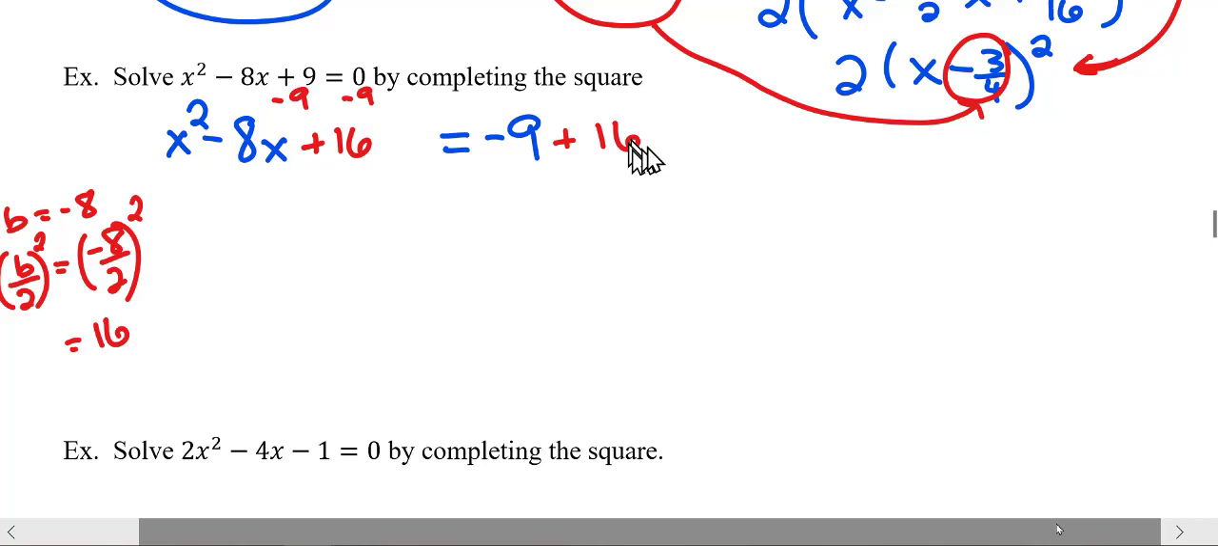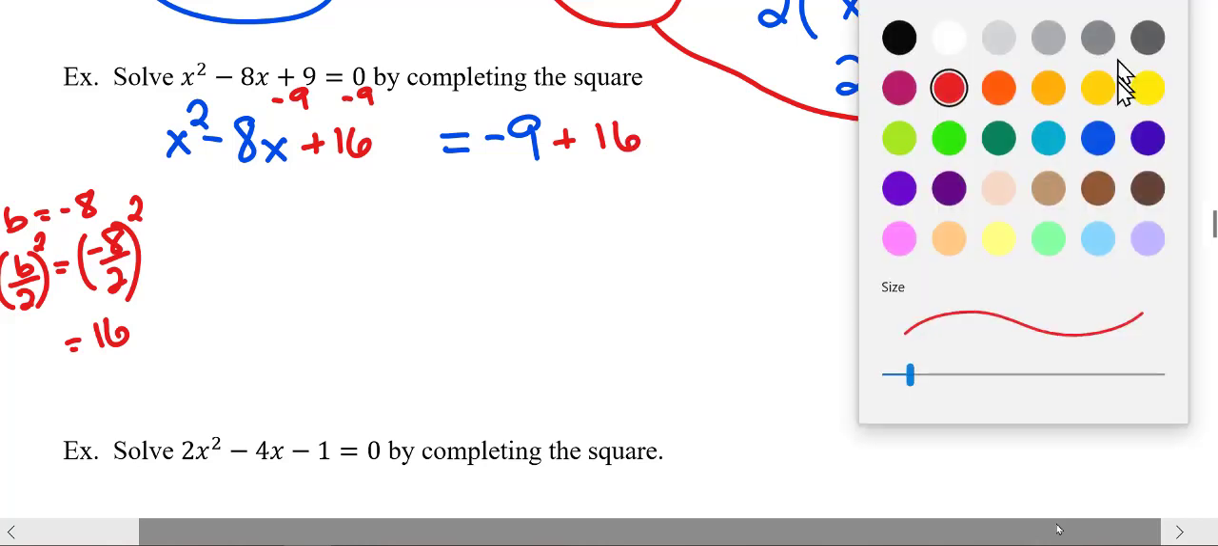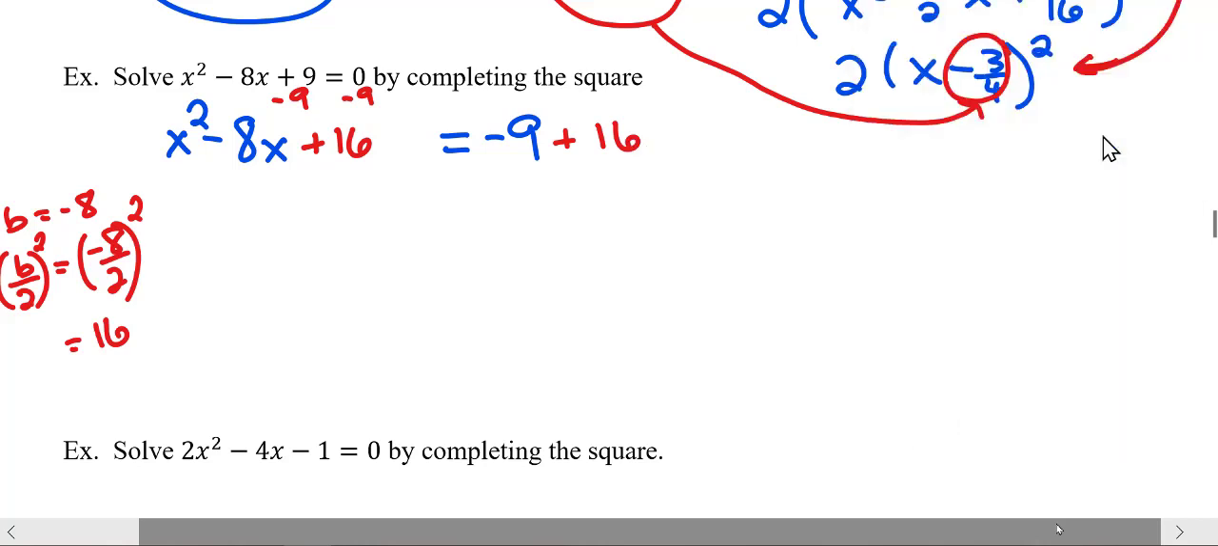I have not changed this equation. I have changed what it looks like, but I haven't changed the balance of this equation. It is still equivalent to that x squared minus 8x plus 9 equals 0 that I started with. And you may be thinking, okay, why would we do this? Well, the reason we do this is because now the left side factors into (x minus 4) quantity squared. The right side is just 7.